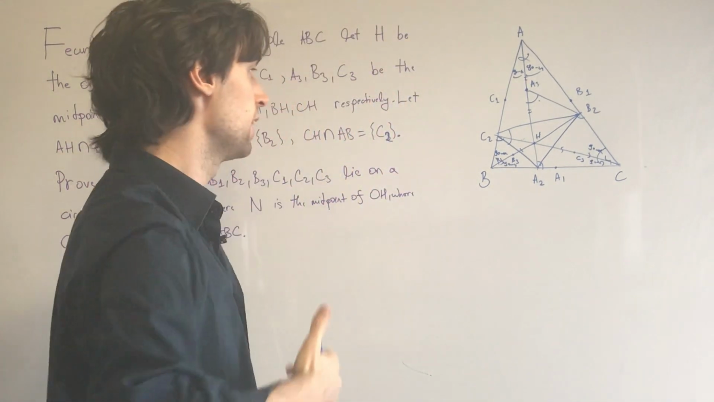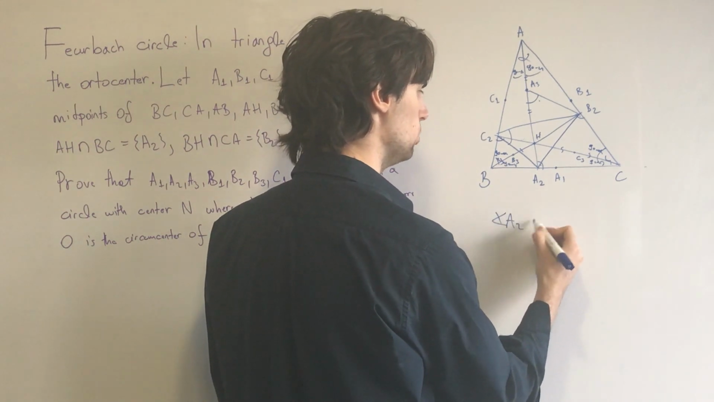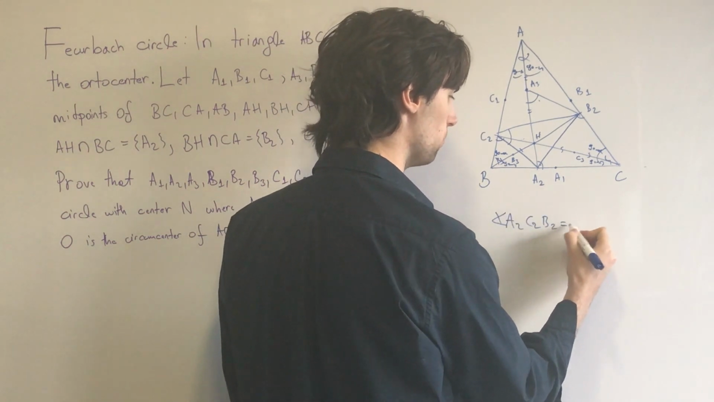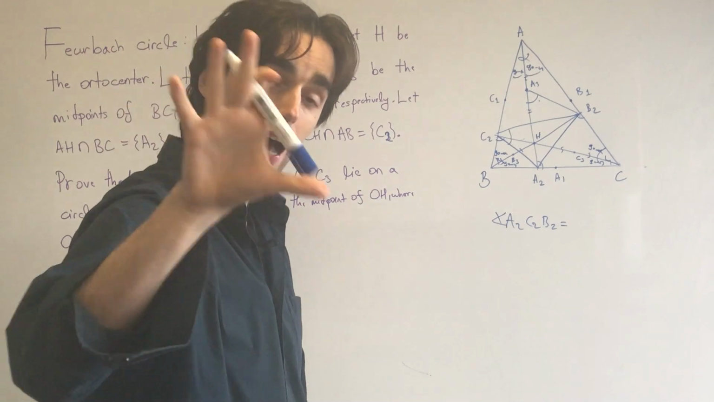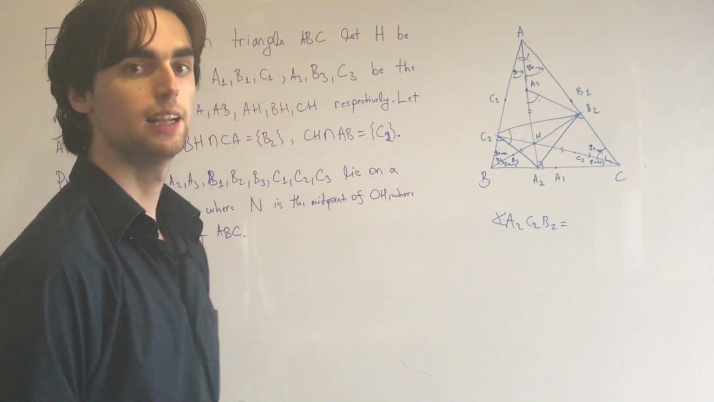That's about it. Now, what is the angle A2, C2, B2 equal to? Right? How do we get this angle? I invite you to pause for 5 minutes and figure out how you would get this angle. And here's the next step.